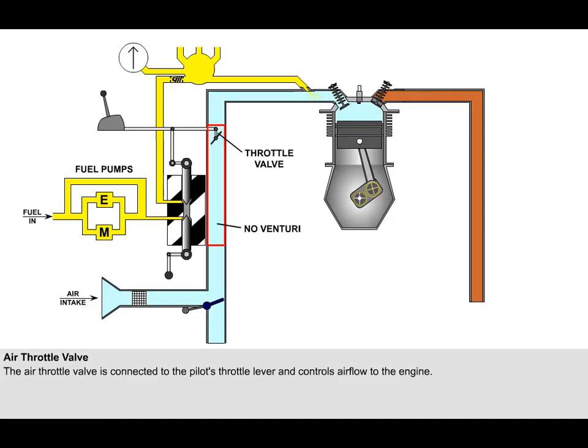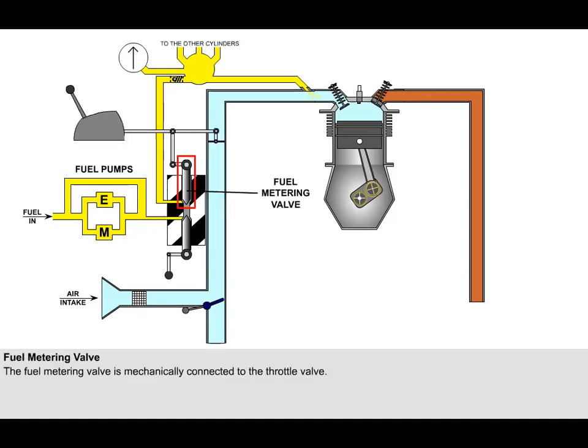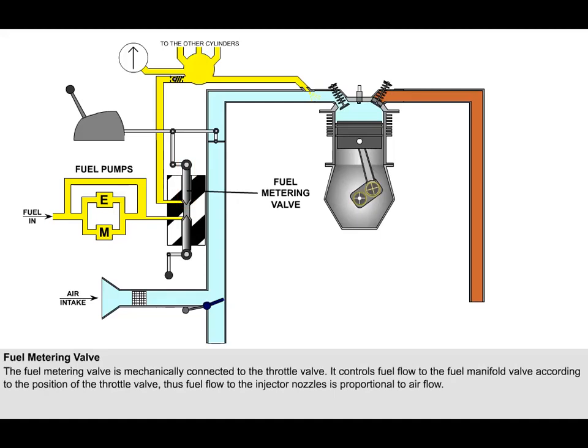Note that in this type of system, no venturi is required to suck fuel into the airstream. Thus, the chances of encountering icing problems in the inlet manifold are much diminished. The fuel metering valve is mechanically connected to and moves with the throttle valve. It controls the flow of fuel into the engine according to the position of the throttle valve. Thus, fuel flow to the manifold valve and subsequently the injector nozzles is proportional to the airflow.